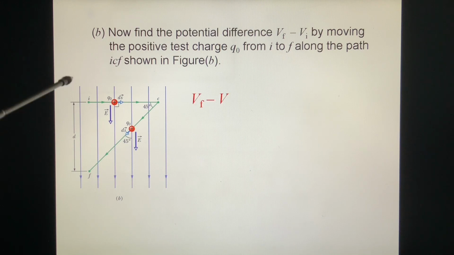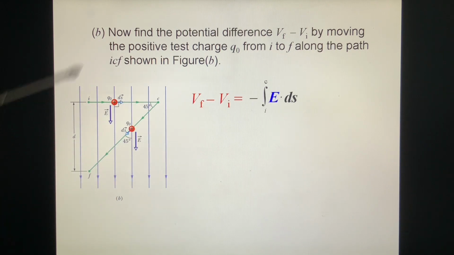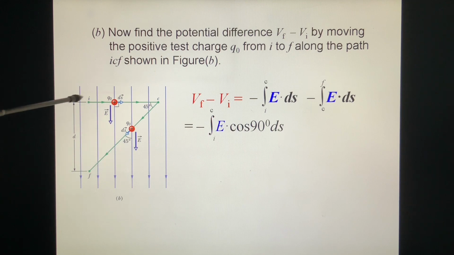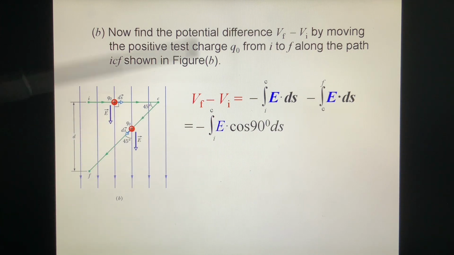So V final minus V initial equals the integration. This integration we can divide into two parts. First is I to C, and then C to final. Then we do it separately. In this section, E is downward, ds is horizontal, so your angle is 90 degrees. Cosine 90 degrees is 0. This is 0.